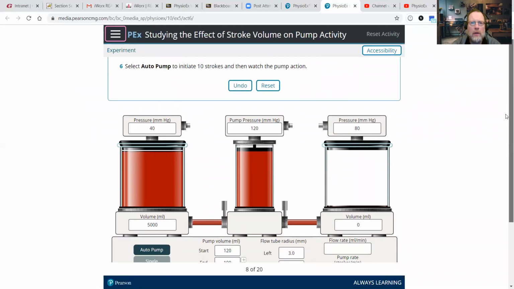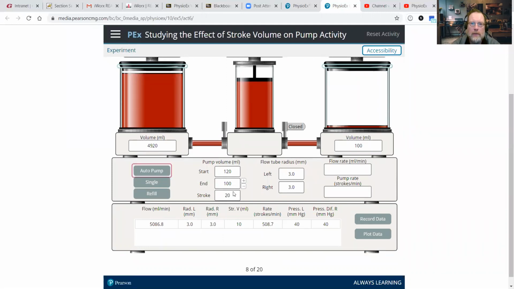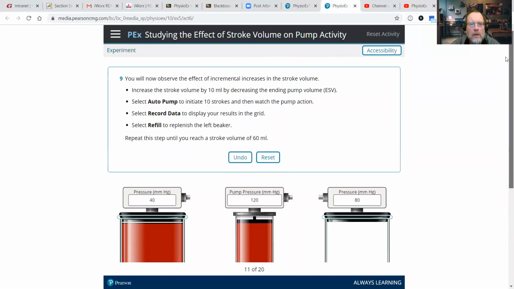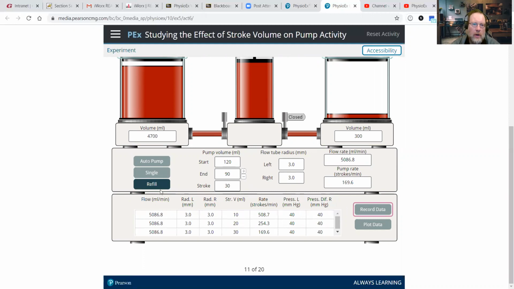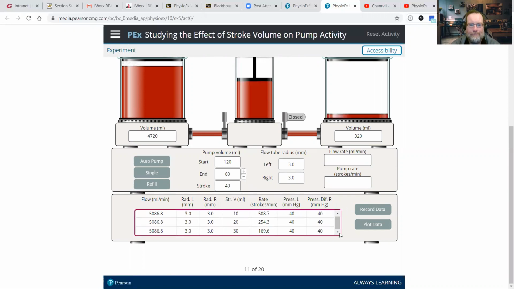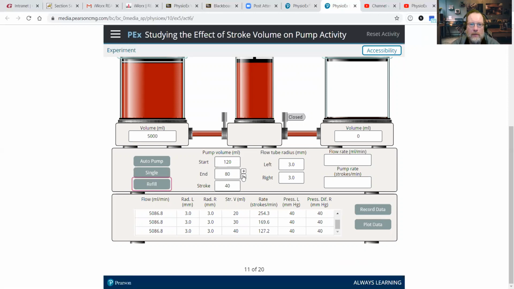Okay, let's see. What are we doing here? Auto pump. We increase stroke volume, so we should see a decrease in heart rate, which we did, because again we want to maintain that blood flow rate. It's going to have us repeat this step until you reach a stroke volume of 60. So we're going to keep going. At stroke volume 30, we should see the rate decrease because our flow, or cardiac output, is being maintained. Record data again. We continue to see that drop, and that's what we should see.